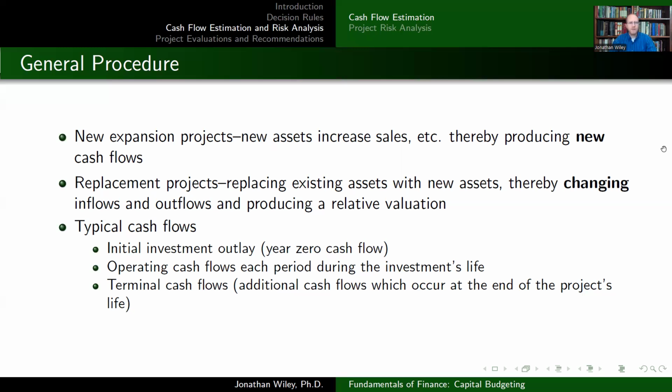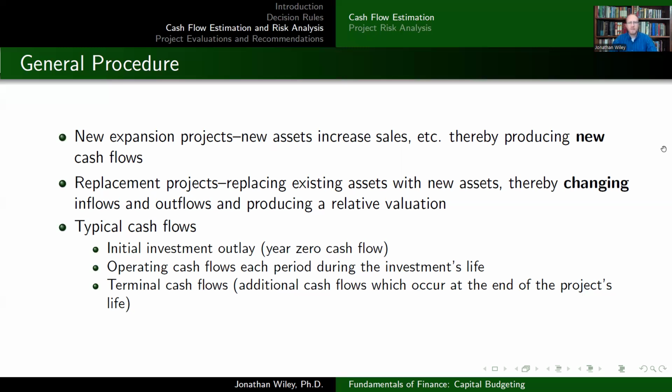Then at the end of the project's life, you're going to have some additional terminal cash flows. Those are additional cash flows that happen basically at the end of the project's life because we've terminated the project. So among them would be, we no longer need this machine. We have used it all up. It has very, very little life left in it. So we haul it out and we sell it for scrap, right? So we get the salvage value.